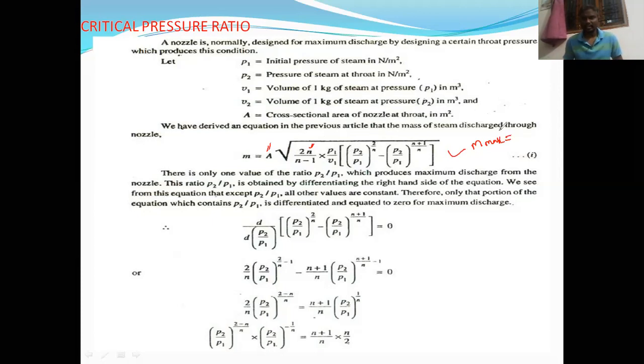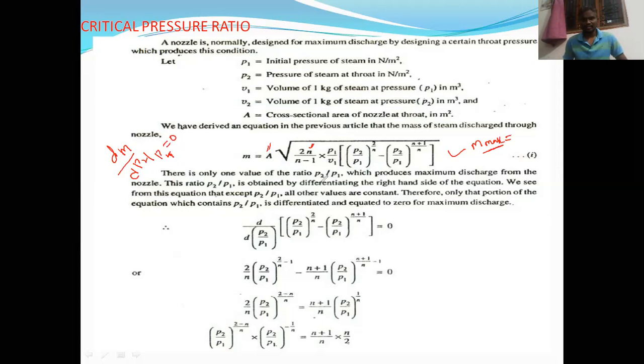So if you want to get the m max value, we should find out the critical value for P2 by P1. In order to get the critical value for P2 by P1, we need to differentiate this m and equate it to 0. That will be dm by d(P2 by P1) is equal to 0. We have to take the differentiation of m with respect to P2 by P1, and then equate to 0. Then we'll get the critical value for P2 by P1.